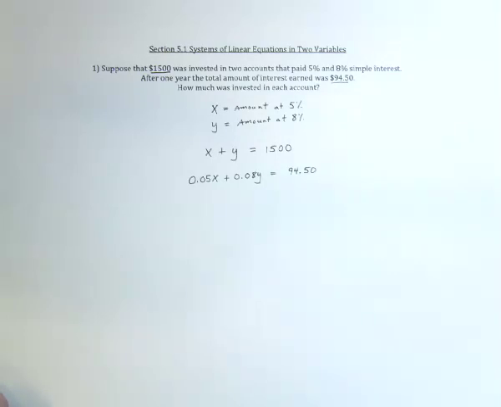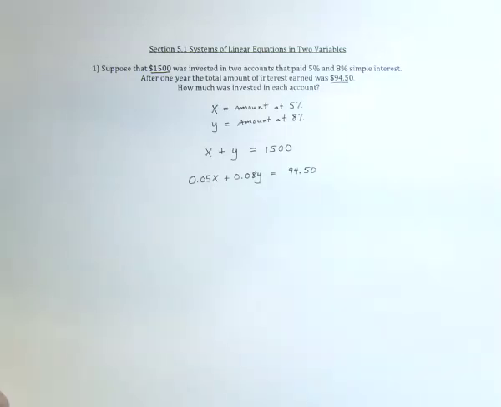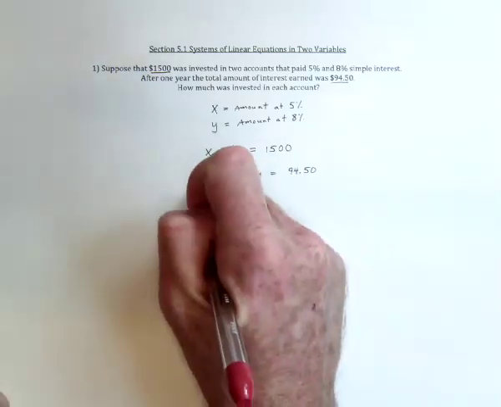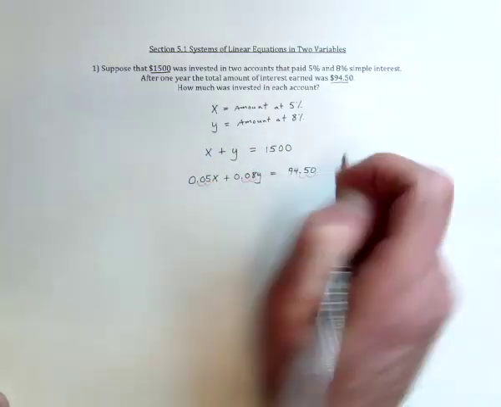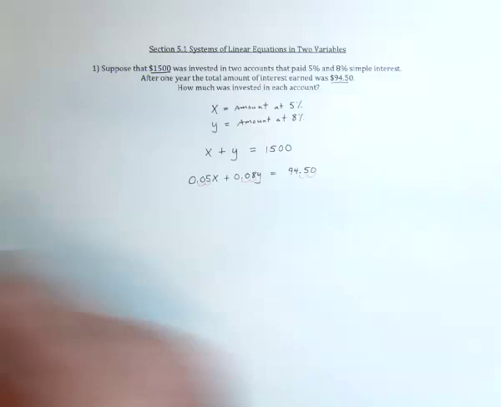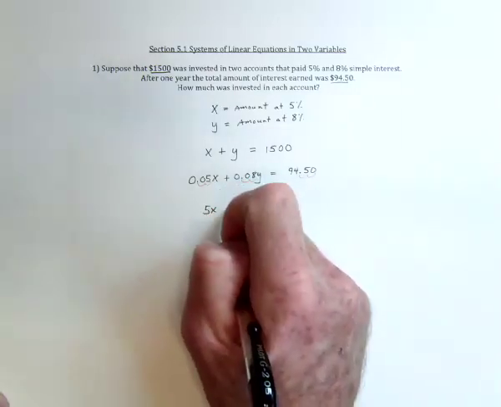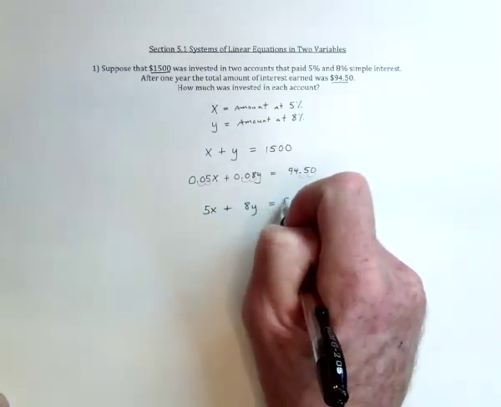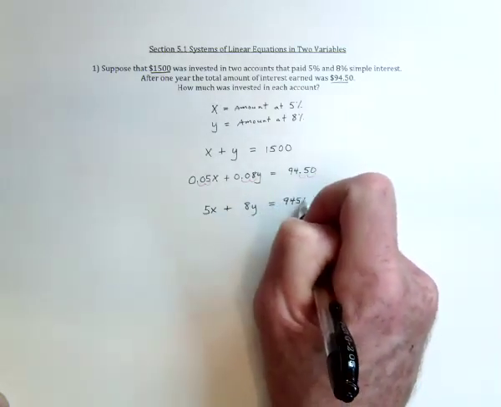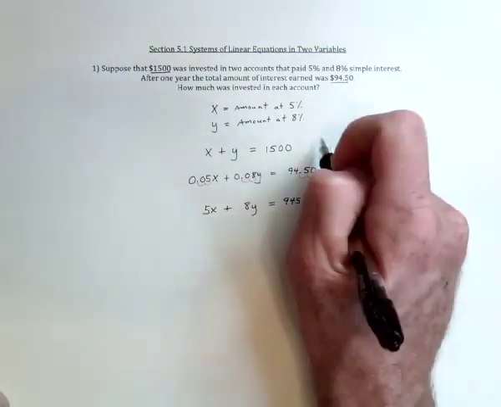Now we need to do the algebra to solve for X and Y. One thing I could do is multiply the bottom equation by 100. That would move the decimal places over by 2. So then the bottom equation would become 5x plus 8y equals 9450.